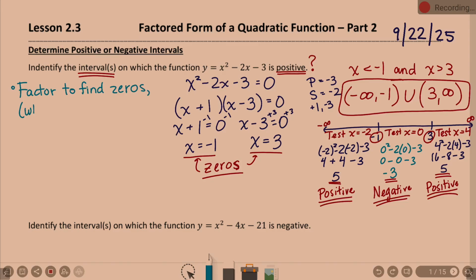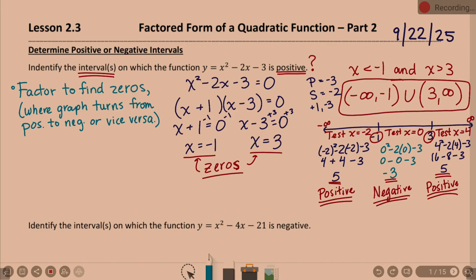So you're finding where the graph turns from positive to negative or vice versa. So we're finding those zeros.